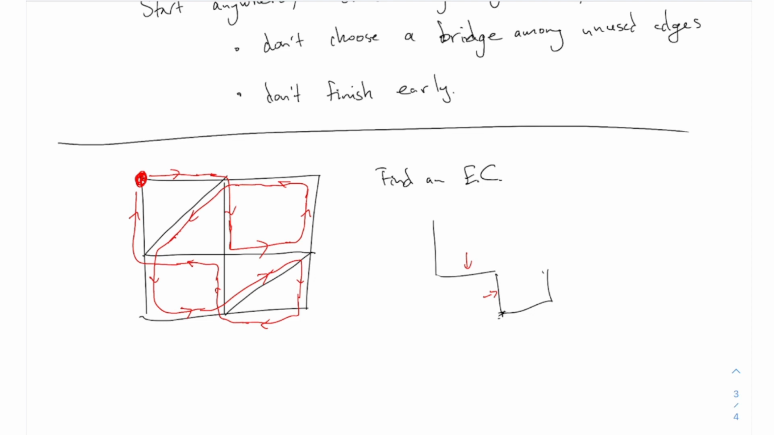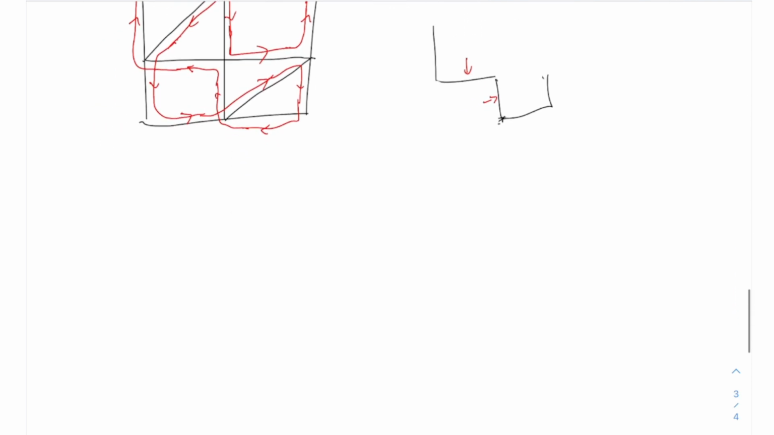Once you get good at this, you can do it much faster than I did. I was trying to explain every little thing, but this is Fleury's algorithm. Anybody got any questions about that? All right, let's just try one more, and then I want to talk about Euler paths. Everything that I've said so far is just about Euler circuits. How about this one here?